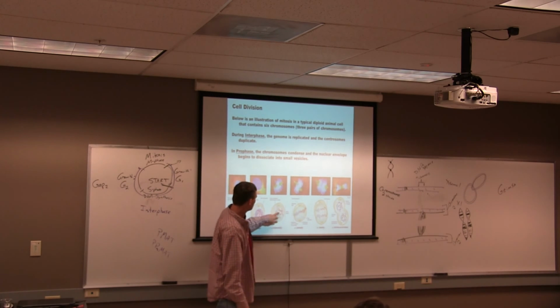So here the chromosomes have condensed, but they're not in the middle of the cell. And so they call this prometaphase. Here the nuclear envelope's breaking apart, they're condensing.